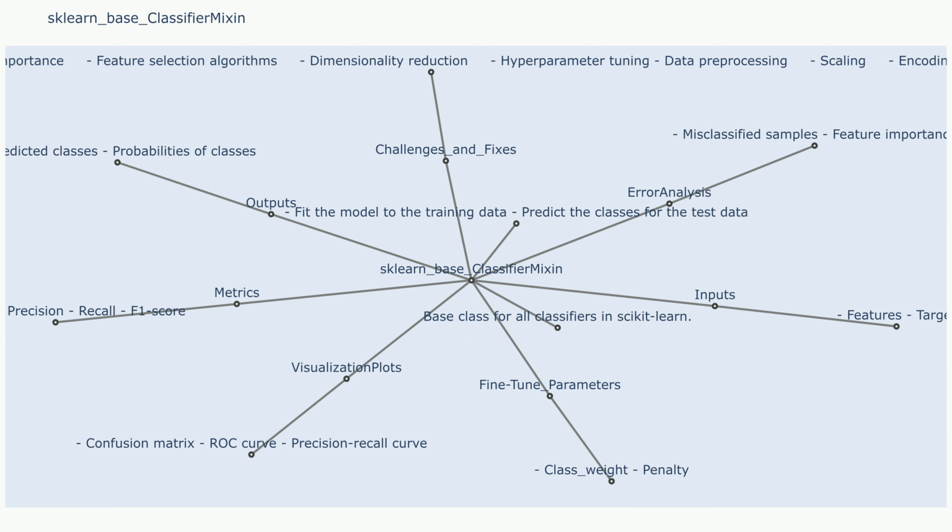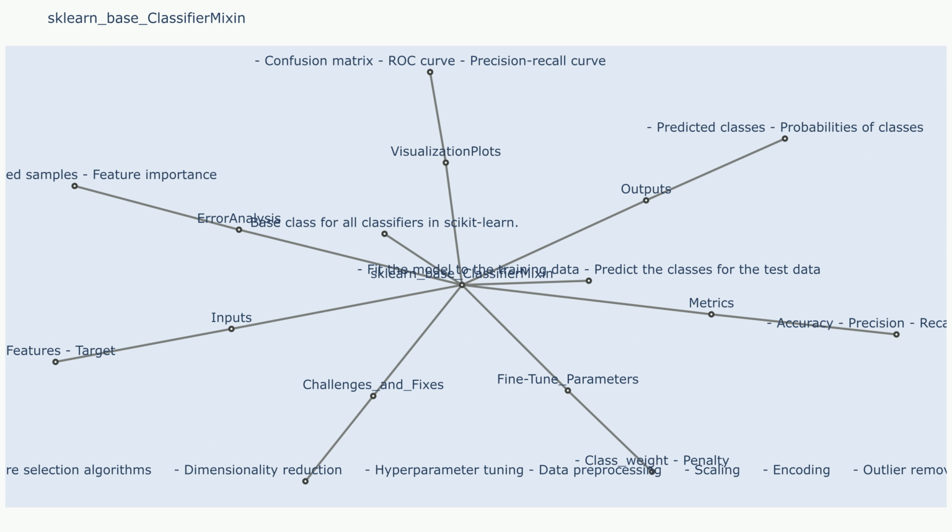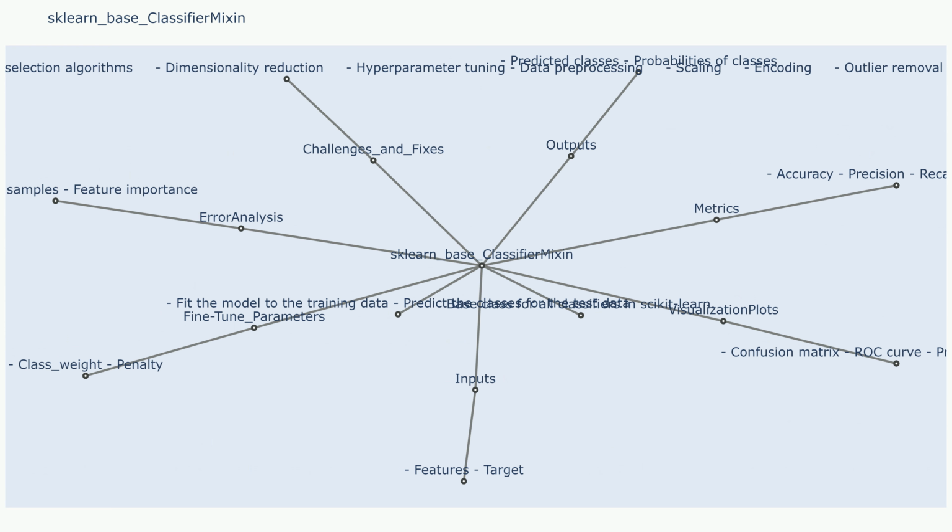Challenge 2: Class imbalance. When one class has significantly more instances than others, the model may bias towards the majority class. Sample use case: in fraud detection, the number of fraudulent transactions is usually much smaller than legitimate transactions. Fixes. Oversampling: duplicate instances of the minority class to balance the dataset. Undersampling: remove instances from the majority class to balance the dataset. Cost-sensitive learning: assign different costs to misclassifications depending on the class, making the model more sensitive to the minority class.